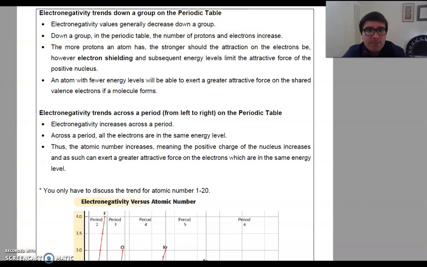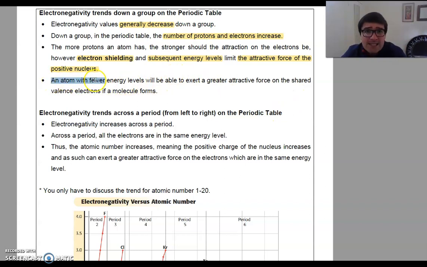So to recap, if we look at our notes, electronegativity trends down a group on the periodic table. What happens with the values down a group? The values generally decrease. Why do they decrease? Even though the number of protons and electrons increase, there is more electron shielding because you have more energy levels, which limits the attractive force of the positive nucleus on those valence electrons. The electrons are also further away from the nucleus.